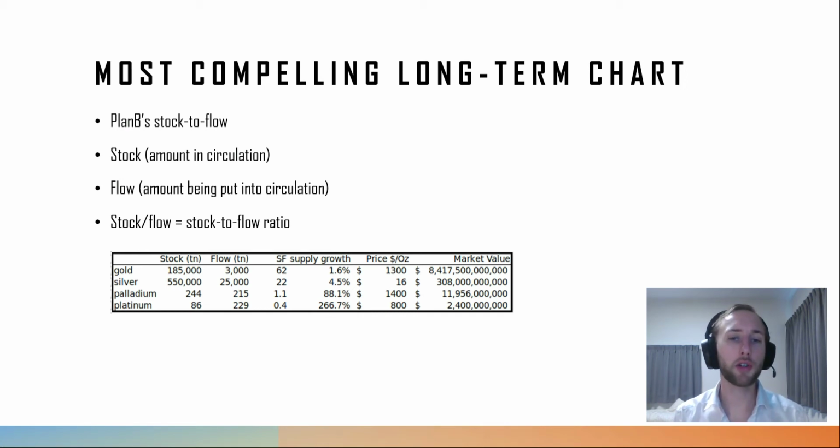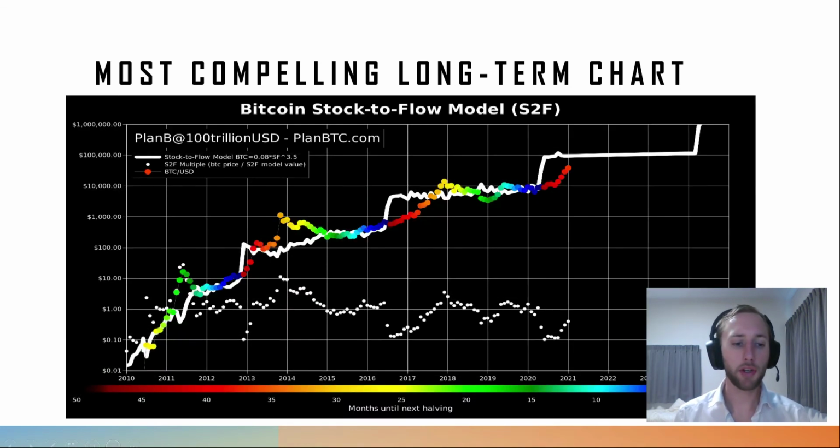Now, the way the stock to flow model works for Bitcoin is as follows. Here you can see a white line. Now, this white line is kind of like steps. And the reason it's like steps is because every 4 years, as you can see here, the amount of Bitcoin that gets issued gets cut in half. This is called the halving cycle.